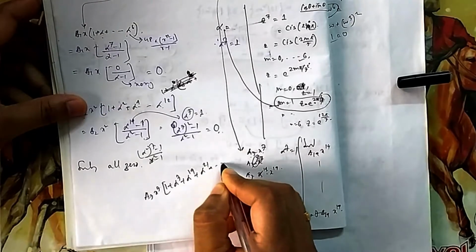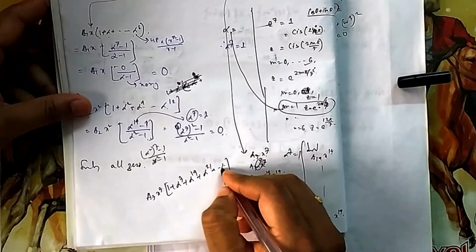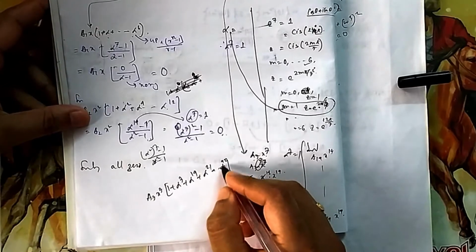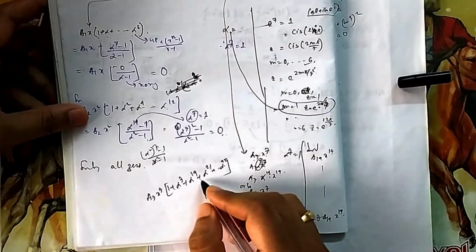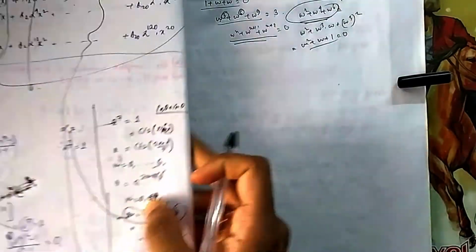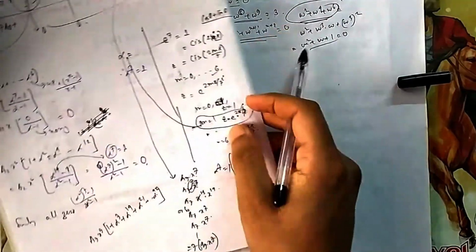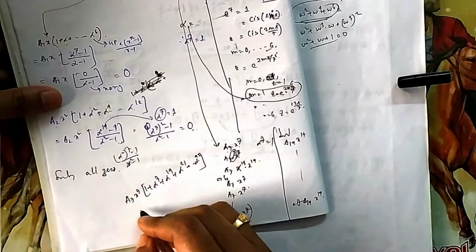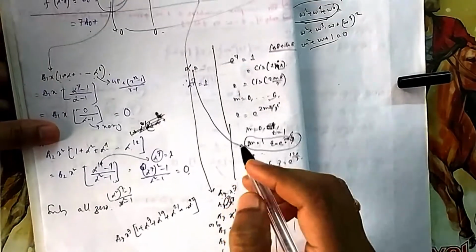So all these stuffs you will get up to alpha to the power 42. But all these are 1 because alpha to the power 7 is 1. This is not 0 because this is multiple of n. That is multiple of 7. You can see because this is multiple of 3, that's why it is 3. So it will be 7. So it is 7. That's why it is 7a7.